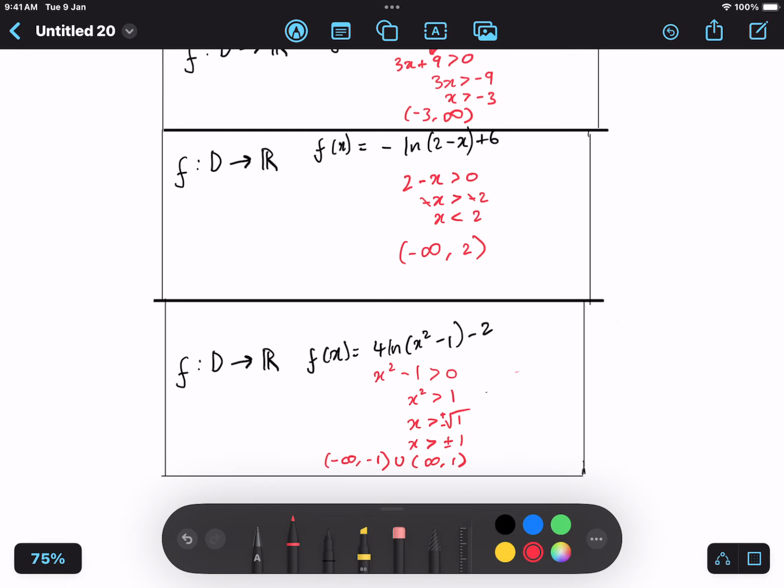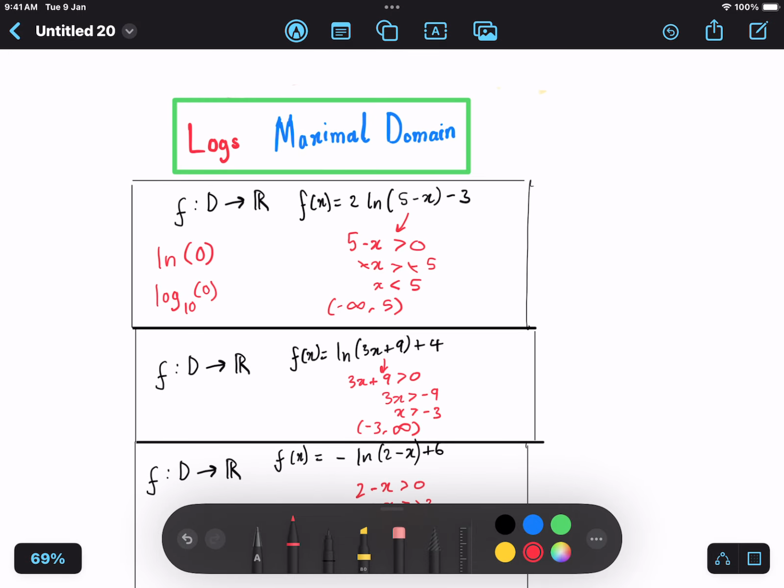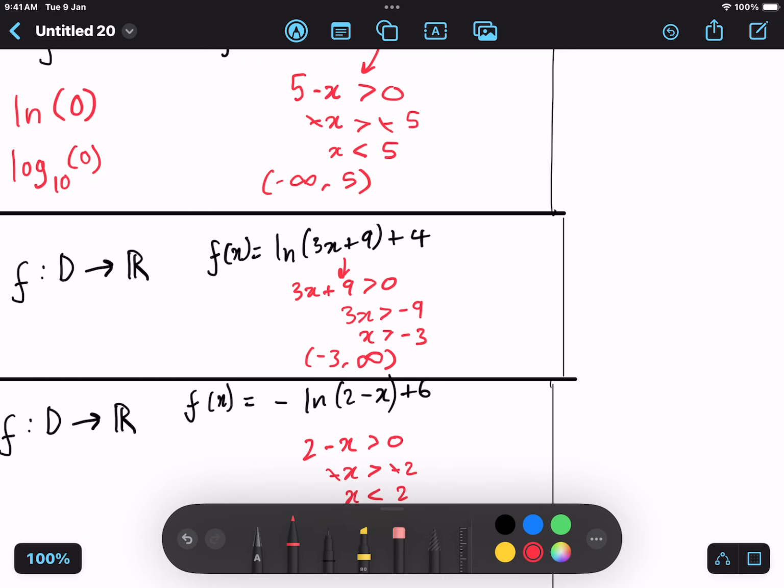I hope you guys understood how to find the maximal domain of logs. And I hope this video helped you a lot.